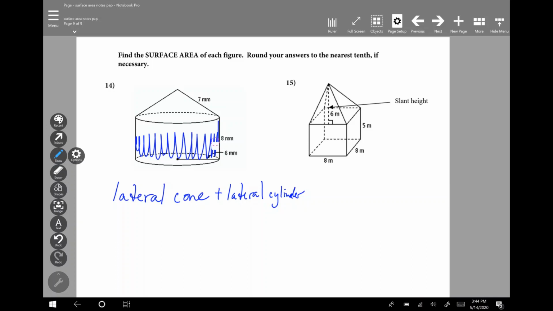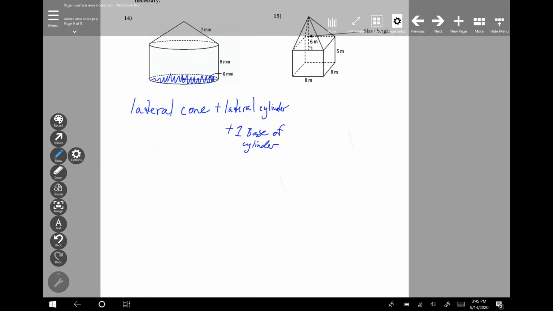And then on the cylinder, I only want the one base on the bottom, okay? So basically, if this was a toy, all the parts that would be exposed to the air if you just held it up, those are the pieces that you want to add together. So plus one base of the cylinder. Now we'll go through and actually calculate that.